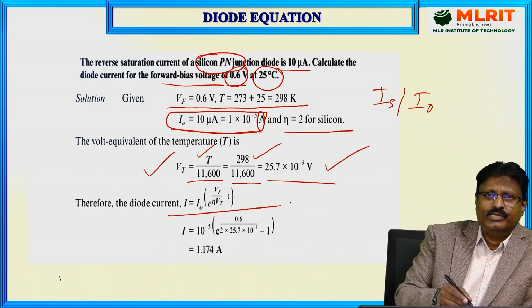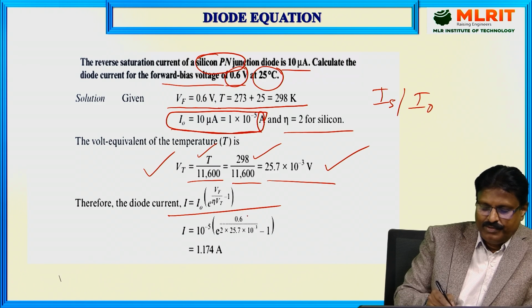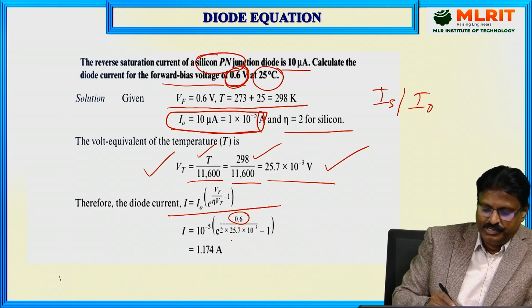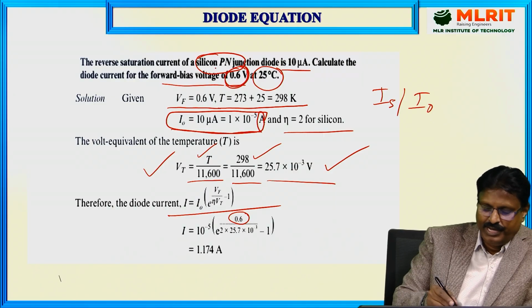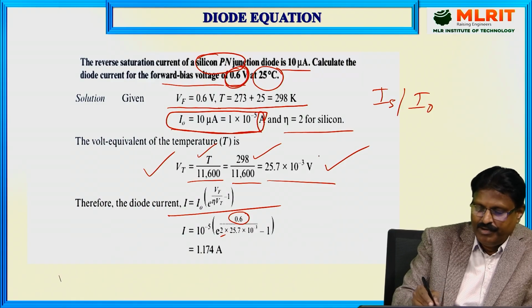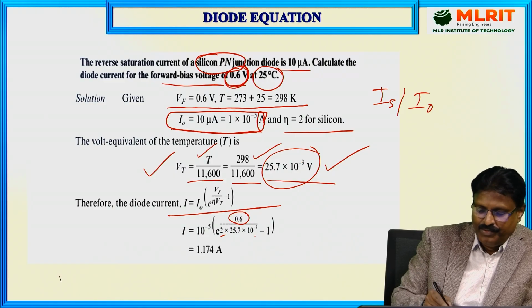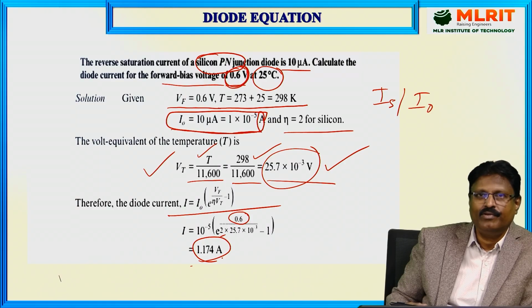Finally, substituting all these values in the equation: I is equal to I naught into e to the power of Vf by eta Vt, minus 1. Vf applied voltage is 0.6 volts, and eta for silicon we need to take as 2, as you can see here, into Vt. Vt value is 25.7 times 10 to the power of minus 3 volts. If you go for the calculation, you will get the diode current as 1.174 amperes.